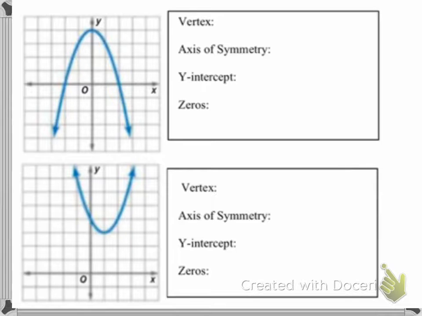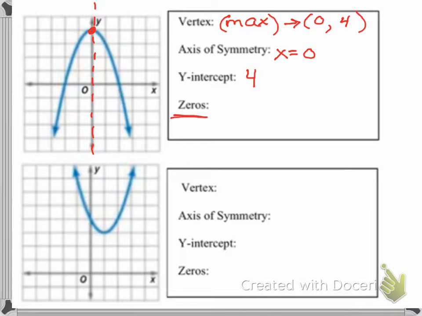So then in the next example, for my vertex, I see here that I have a max. That max is right up here, and that's at the point 0, let's see, I gotta count 1, 2, 3, 4. Then my axis of symmetry, this one's interesting. It's actually the y-axis, which is when x is equal to 0. That's the line. My y-intercept happens to also be 4. Now my zeros, this one's a better example of your zeros. I've got zeros here, and I have them here. So I would say my zeros are -2, 0, and 2, 0.